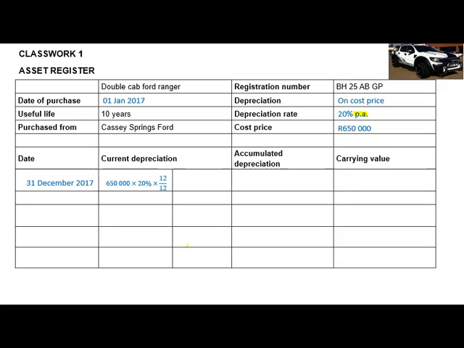So how much do we get as depreciation? 130,000. What did I say accumulated depreciation is? It's depreciation each year. At the moment, how much is our depreciation? It's 130. So accumulated depreciation will be the same as depreciation. How did I say we calculate carrying value?